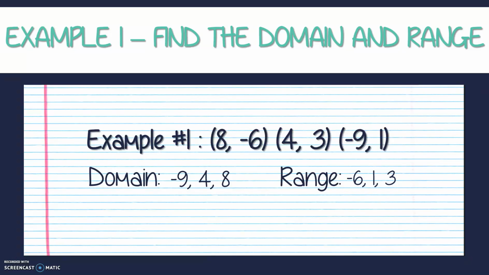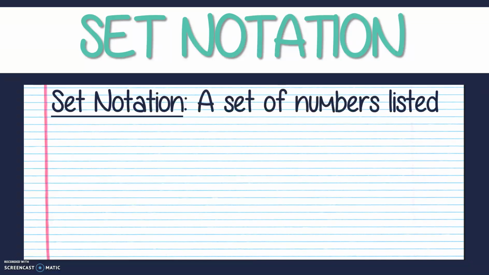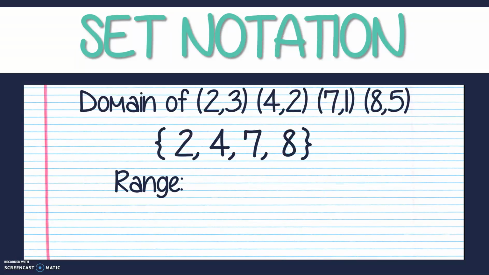There's a specific way for us to list this out, and it's called set notation. Set notation is just a way to list a number of values. So for example, if our domain of these set of points would be the numbers 2, 4, 7, and 8, because they are all the x values, we are going to write it using these braces. So as you see, we start with a brace, and we write the domain inside, and we close it with a brace. It's kind of like parentheses, just written a little bit differently. The range will be done in the exact same way. So we open a set of braces, we write the numbers 2, 3, 1, and 5, and then we close it. And that would represent set notation, which represents all the ranges.